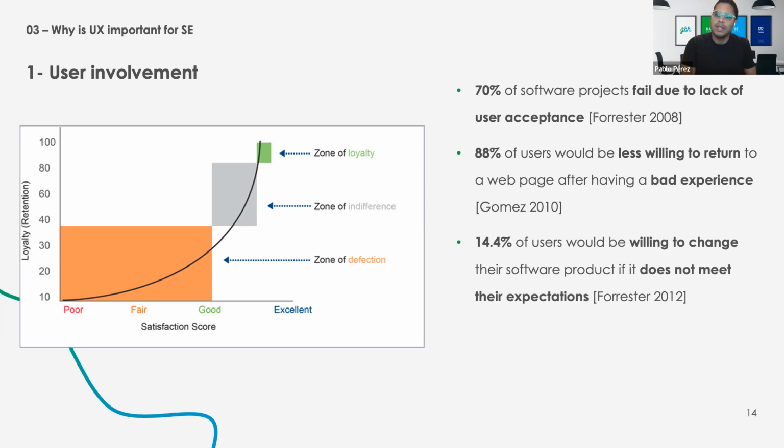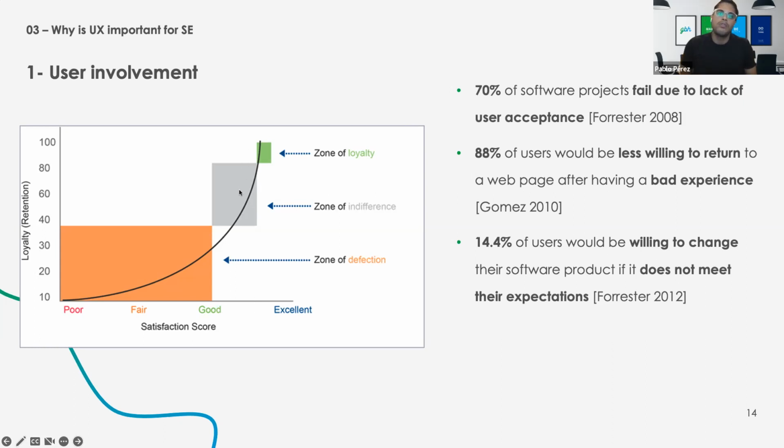14.4% of users would be willing to change their actual software product if it doesn't meet their expectations. That is really directly related to this graph here. It's not good enough to provide a good experience. That is just the normal thing. Everyone provides something that can be used to solve a problem. That is not something that is going to make your users come back to you or not change you for the competition. If you see here, after that good comes very good, that is here.